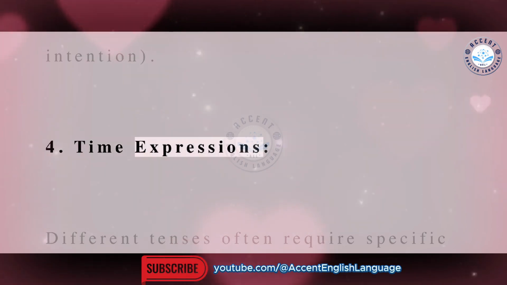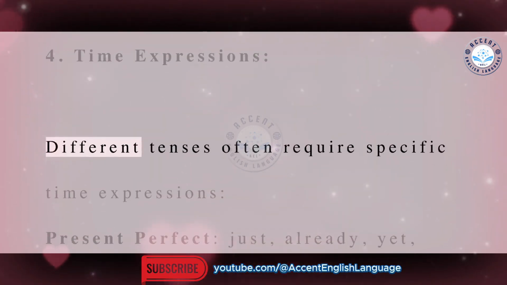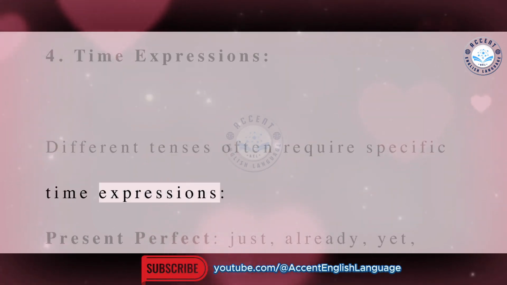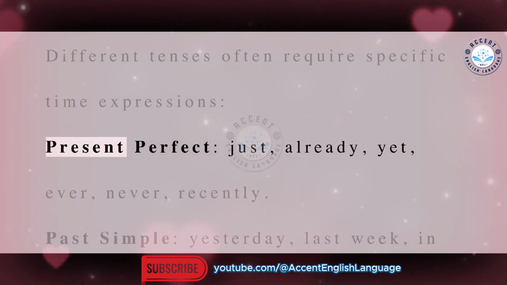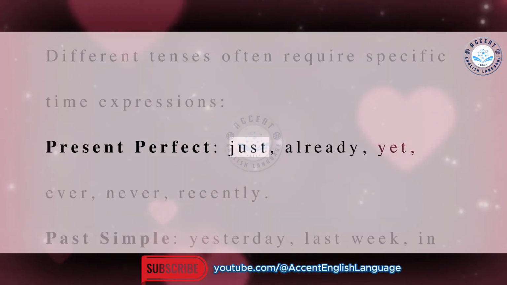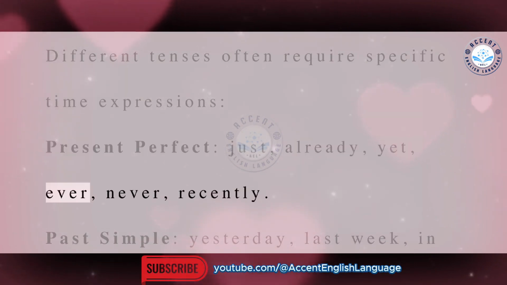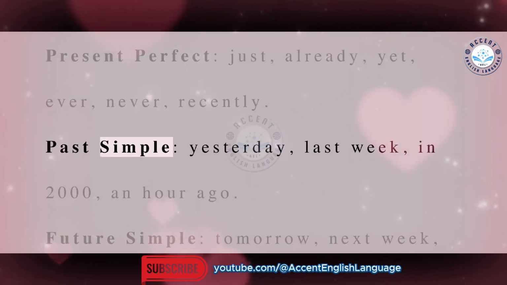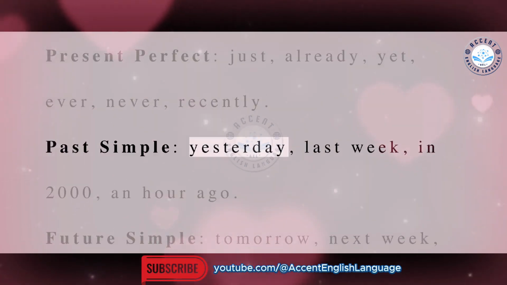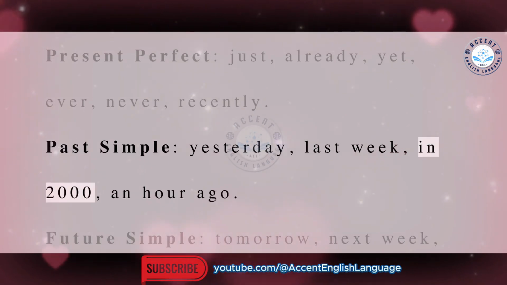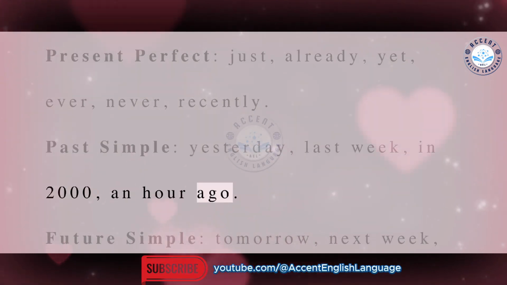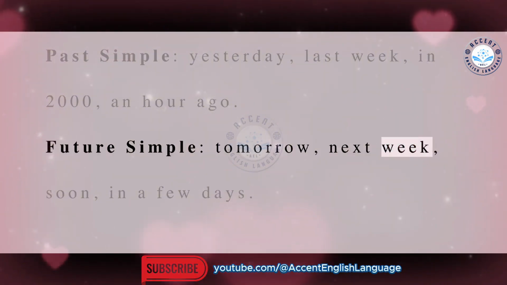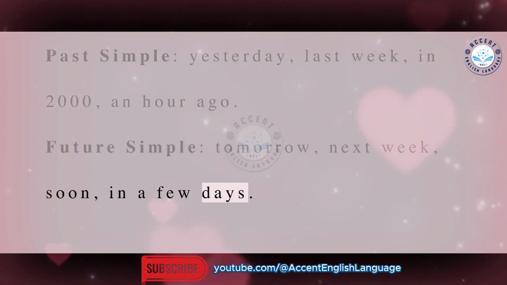4. Time expressions. Different tenses often require specific time expressions. Present perfect: just, already, yet, ever, never, recently. Past simple: yesterday, last week, in 2000, an hour ago. Future simple: tomorrow, next week, soon, in a few days.